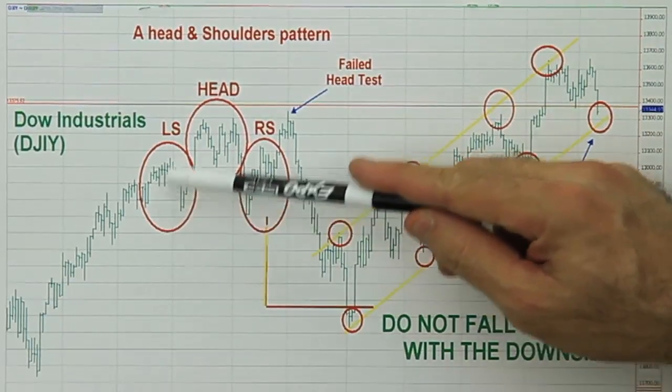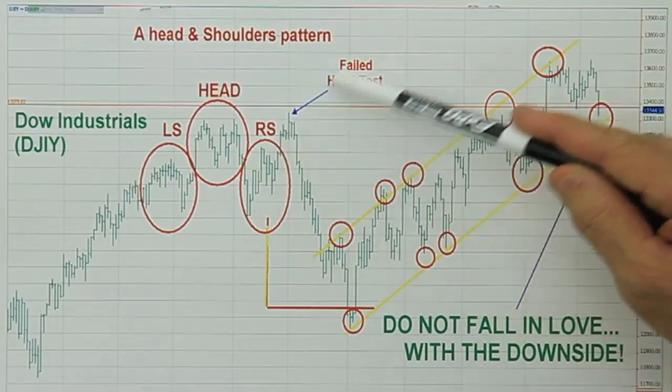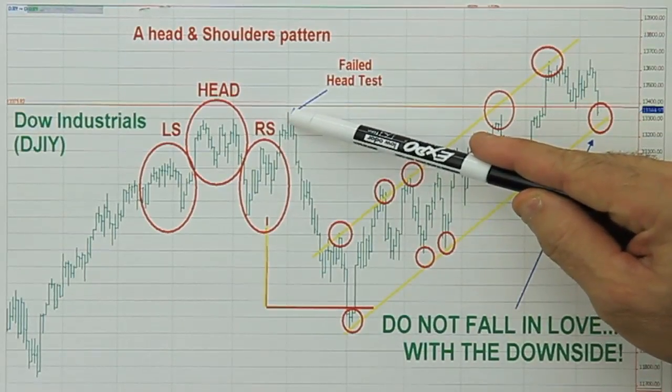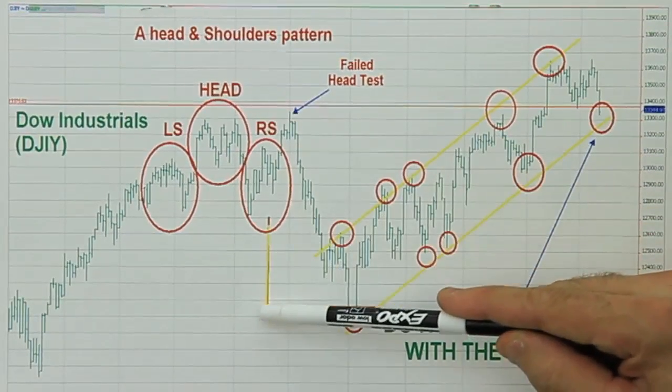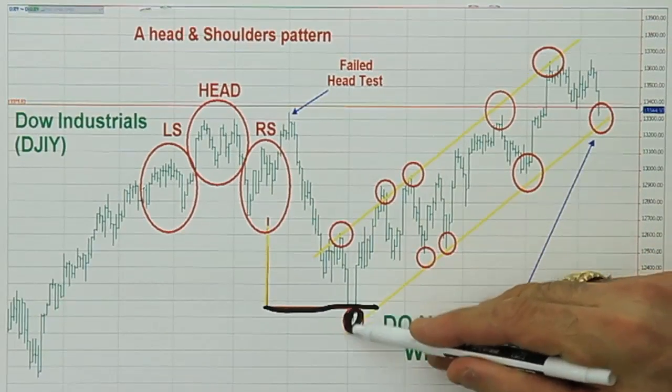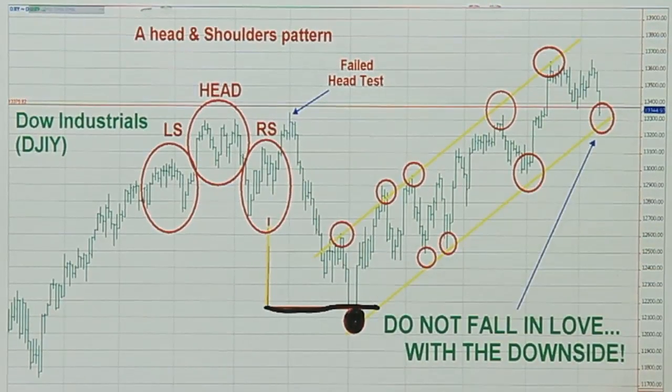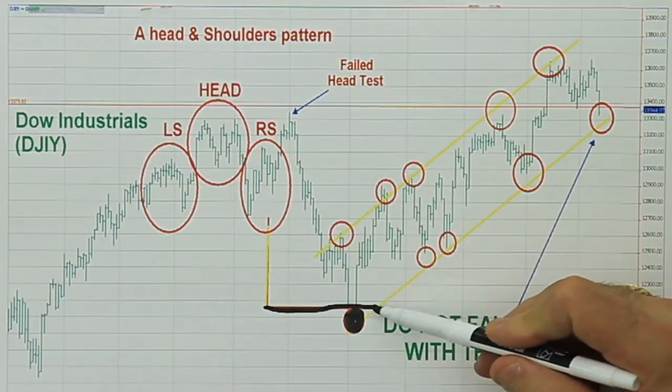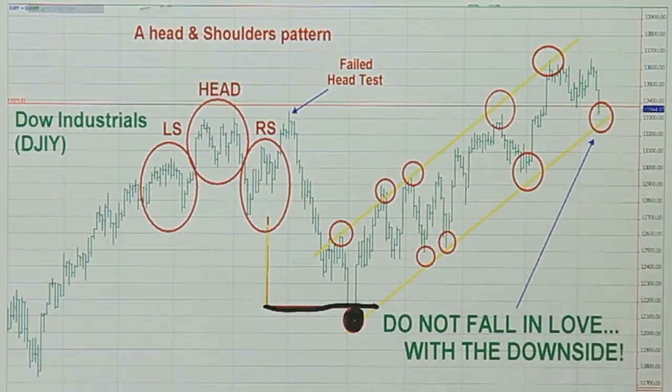And I've shown you that it had a head and shoulders with a failed head test. We pointed out that now that the head test failed, we had a projection down to here. If you note, this was our projection. The market got right to here. That's a pretty darn good projection. What happened after the head and shoulders? We started this parallel channel that you see in yellow.